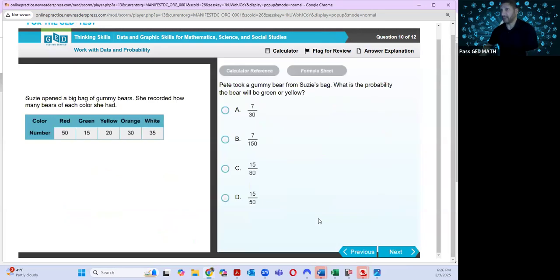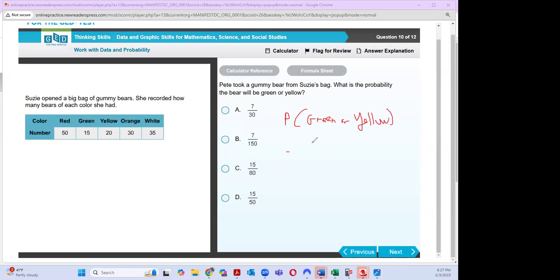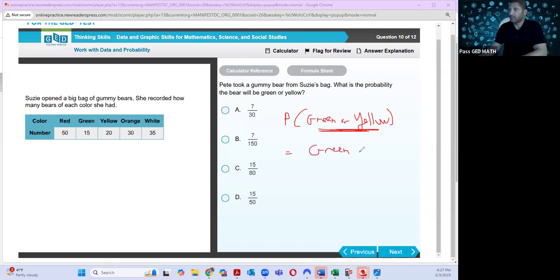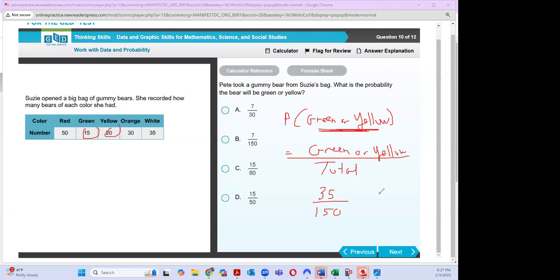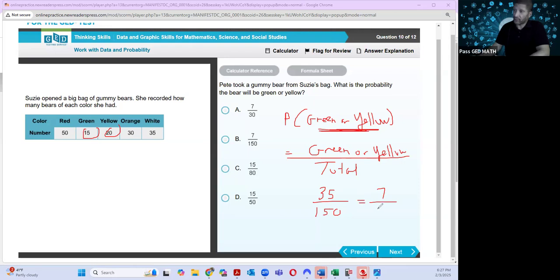All right. So again, this is Reader's Press. Now I'm gonna do this one for you. It says Pete took a gummy bear from Susie's bag. What is the probability that the bear will be green or yellow? Again, how you set it up, you just say probability of green or yellow equals, this is gonna be your numerator. So green or yellow is my numerator. My denominator is gonna be my total. So green, 15, yellow, 20. So 35, I'm gonna add those up, over the same 150. Now again, I notice they are both multiples of 5, because this ends in 5, this ends in 0. So 5 goes into 35 seven times. 5 goes into 15 three times, and I add my 0.